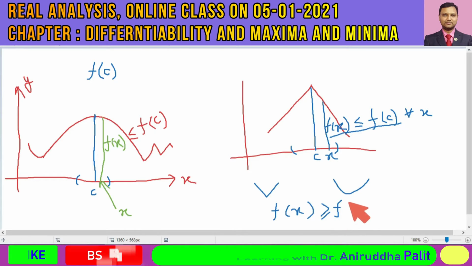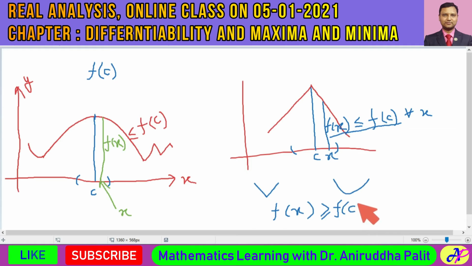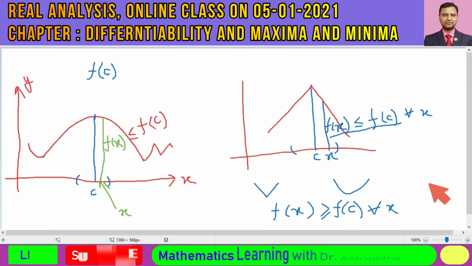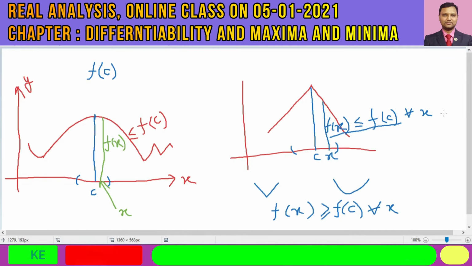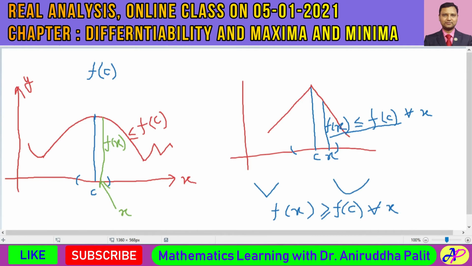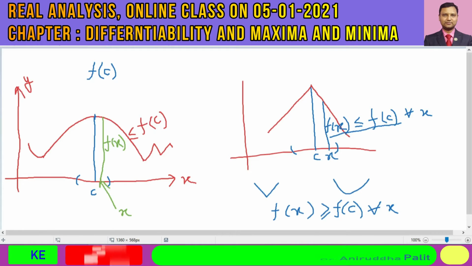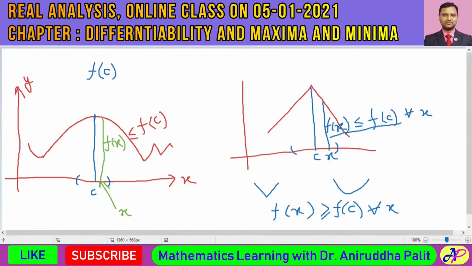This f of x should be greater than or equal to f of c for all x belonging to that neighborhood. In such a case, we say that the function f has a minimum value at the point x equal to c. So these are the definitions of maximum and minimum of a function. Now I am going to discuss two results related to this maximum and minimum.